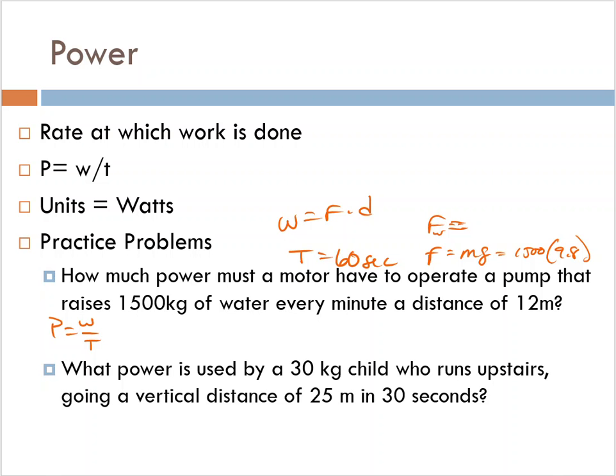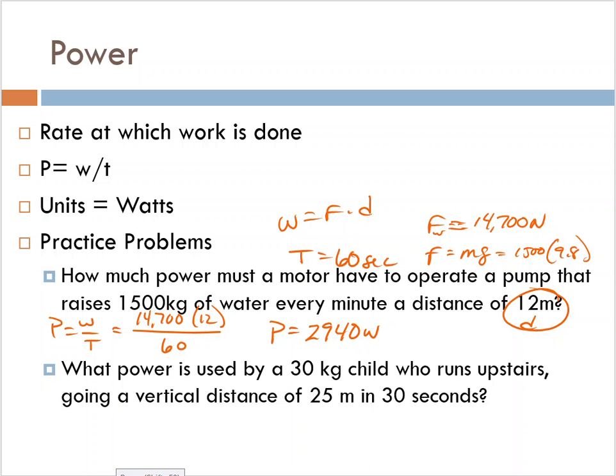Now I'm pausing here before I give you the answer, giving you a chance to type it into your calculator, but that'd be 14,700 newtons. The distance is right here, 12 meters. So my power, my work, is going to be 14,700 times the distance of 12 all over 60, because it's 60 seconds. And the power turns out to be 2,940 watts.